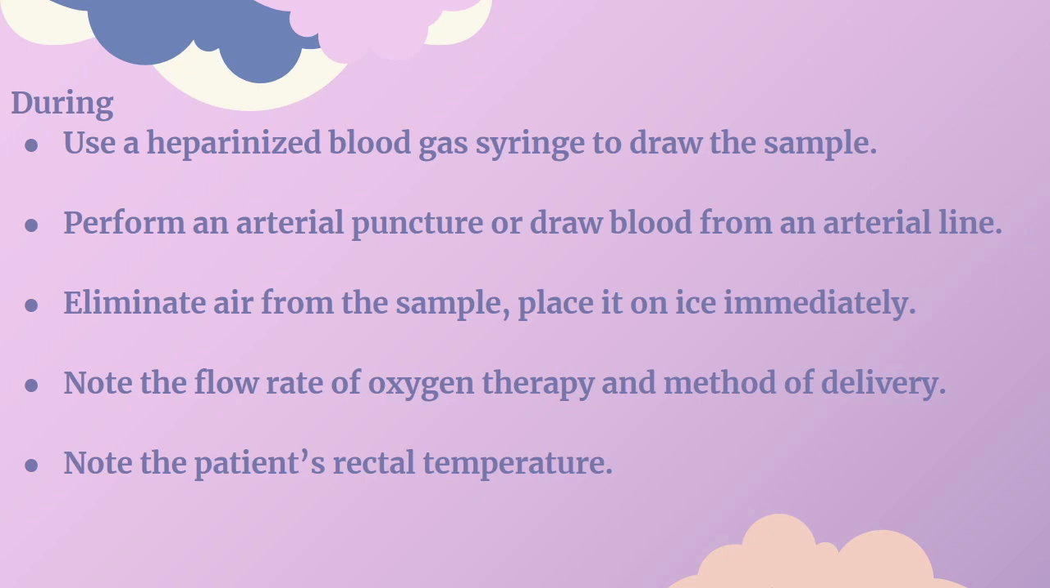Nursing responsibilities during ABG analysis. First, use a heparinized blood gas syringe to draw the sample. Perform an arterial puncture or draw blood from an arterial line. Eliminate air from the sample, place it on ice immediately, and then note the flow rate of oxygen therapy and method of delivery, and then note the patient's rectal temperature.